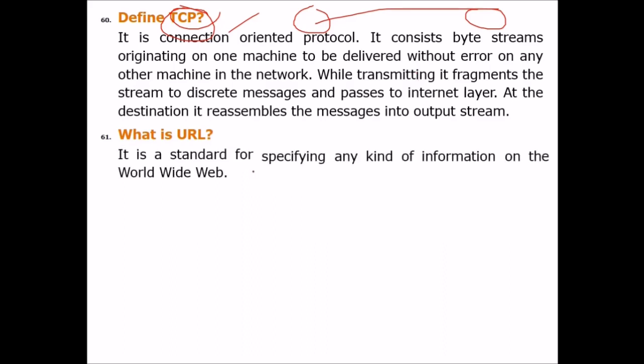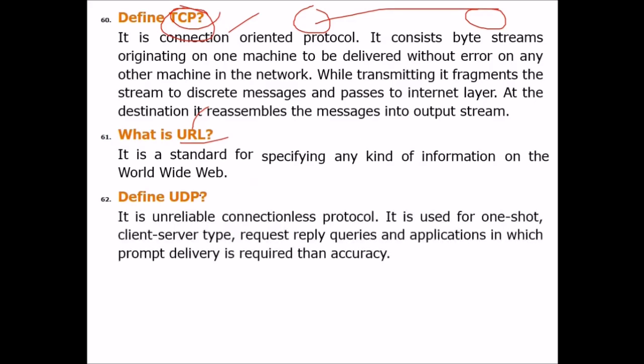What is URL? URL is a Universal Resource Locator. It is a standard for specifying any kind of information on the World Wide Web. What is UDP? UDP and TCP are often asked together. UDP is an unreliable connectionless protocol. TCP is connection-oriented, UDP is connectionless. This is reliable, this is unreliable. UDP is used for one-shot client-server type request-reply queries, and applications in which prompt delivery is required rather than accuracy. If you want accuracy, you go to TCP.